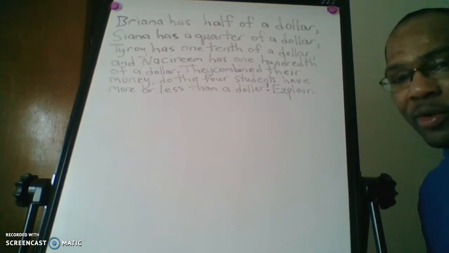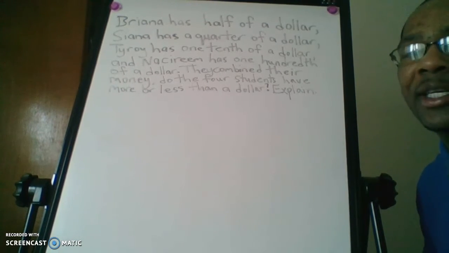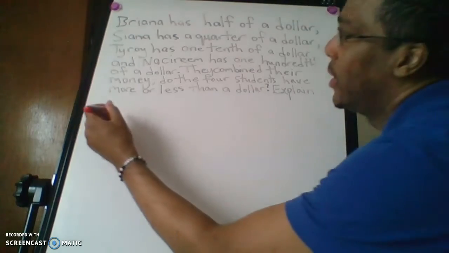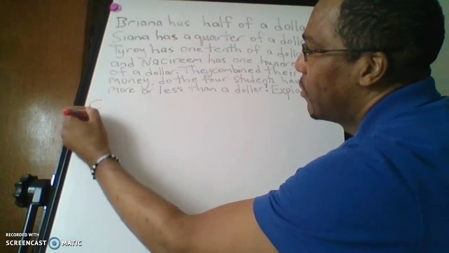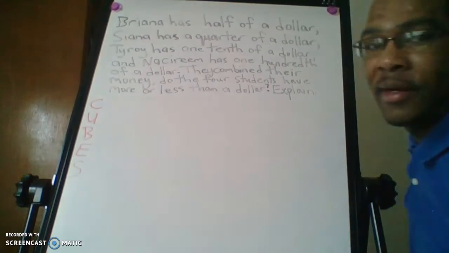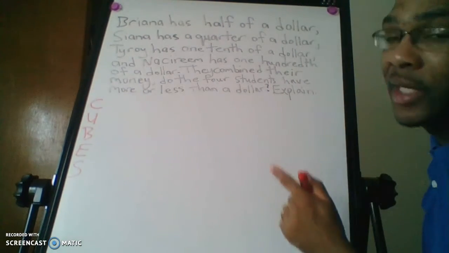Explain. Okay, I'm going to do this step by step, and the explanation is actually you're going to write out what you actually did. So I am going to use cubes first of all. Everything I do, I always use cubes. All right. Now I am going to quickly circle the key numbers.